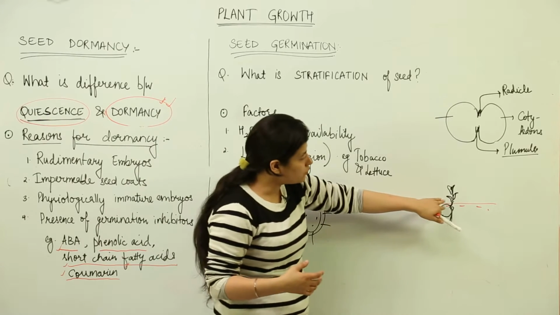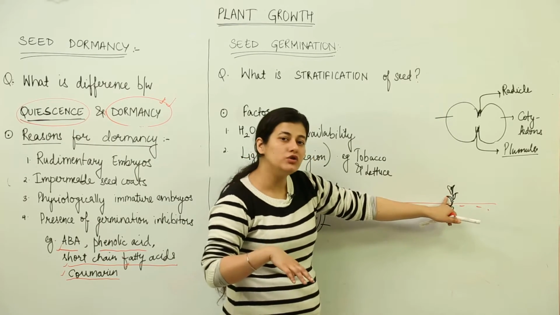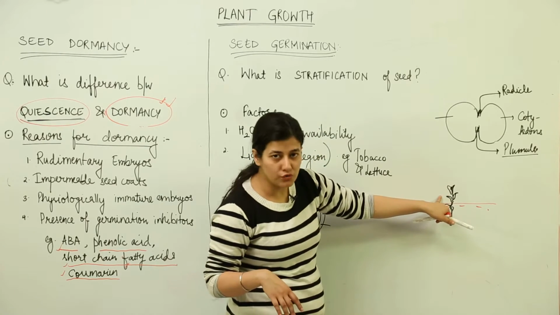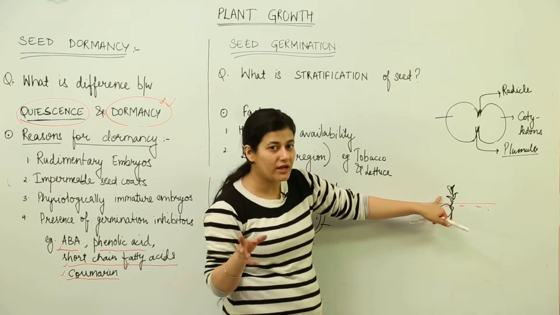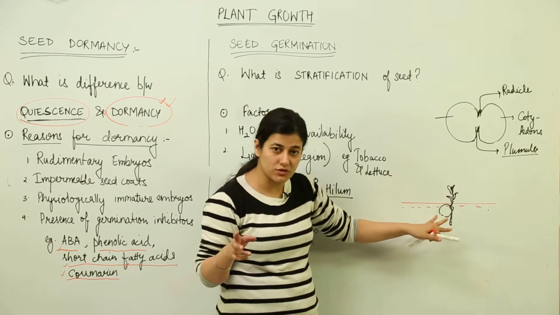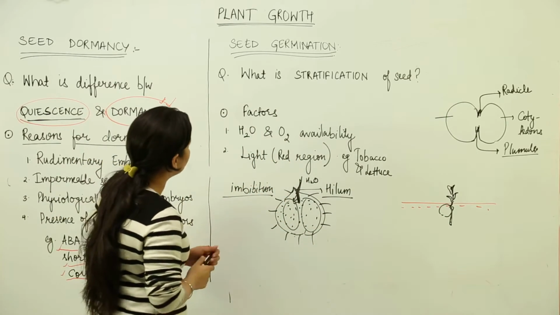Later on, what would happen? The leaves would develop, and in the process the entire cotyledon would be consumed. These leaves would do photosynthesis, and the plant would meet its nutritional requirements by the process of photosynthesis. So this is the entire process of seed germination.